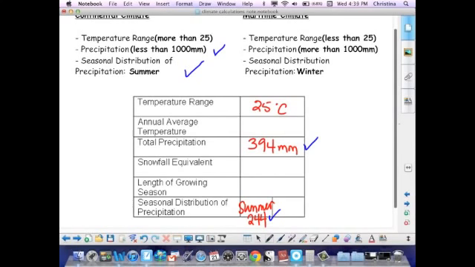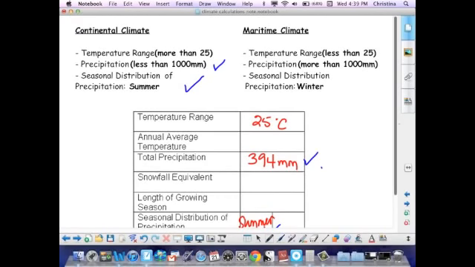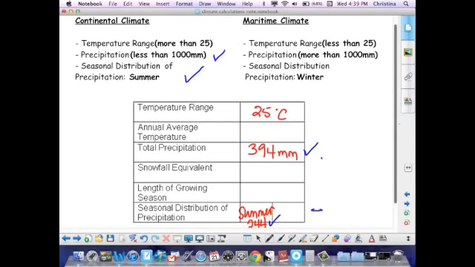If it's dead on, that's going to make it a little bit more difficult, but you'll always have two of the three that you'll be able to tell from. Normally, you would hope for a 3 out of 3 scenario, but in this case, we're good. We have the 2 out of 3. Therefore, Jasper is a continental climate that we see here on the left-hand side. If you saw that you had a winter seasonal distribution, a total precipitation of more than 1,000 millimeters, and a temperature range of less than 25 degrees Celsius, then it would be a maritime climate.